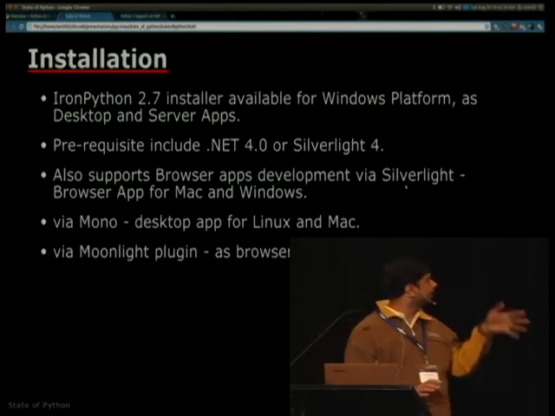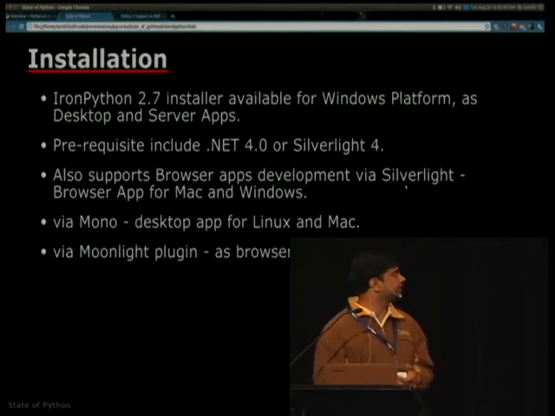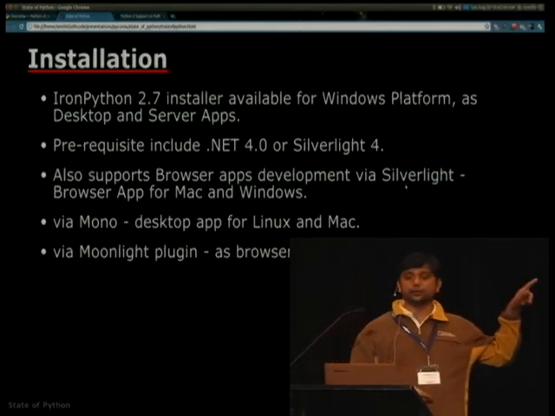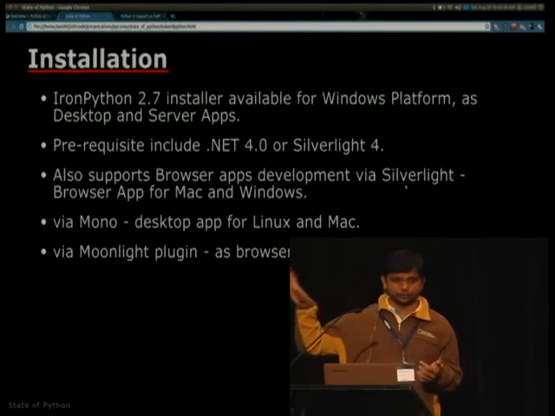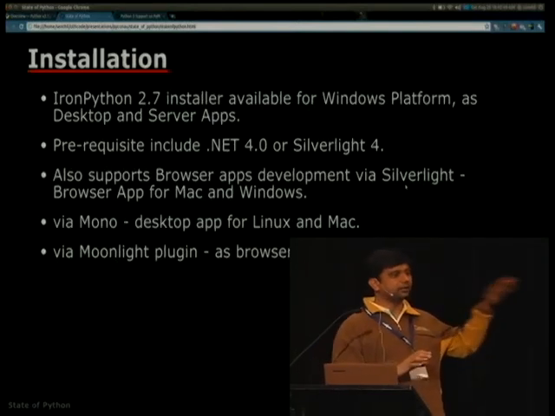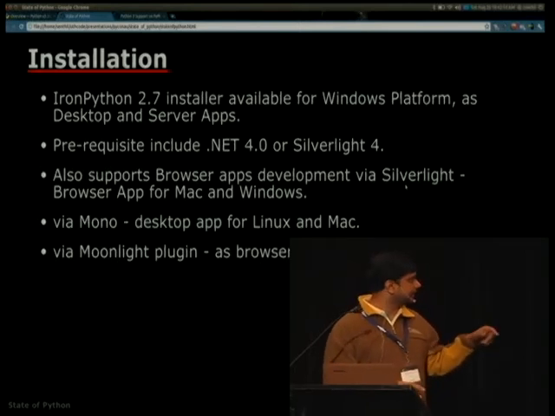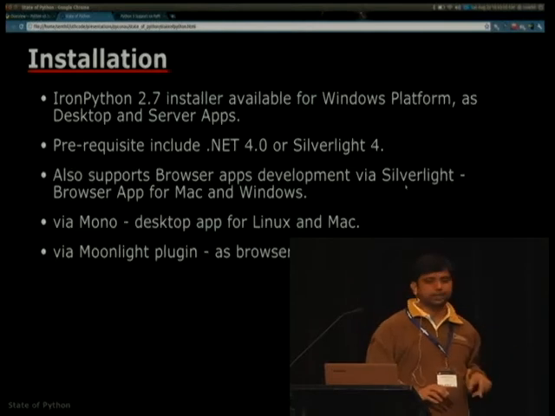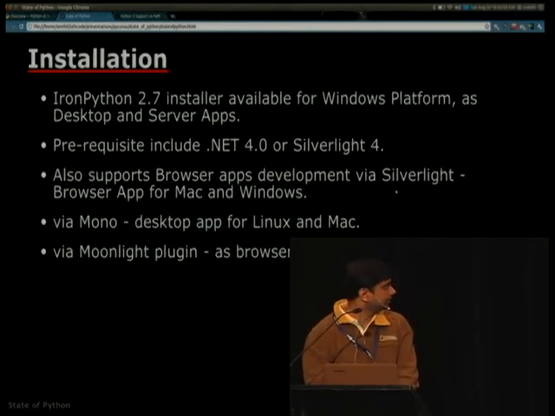So 2.7 is available for the Windows platform as desktop and server apps. Its prerequisite is to install .NET 4.0 and Silverlight 4. With that support for Silverlight 4, you can see that Python can be run in a browser too. They have a good demonstration of how Python with Silverlight 4 is used in the browser. I have a link for that. On Linux and Mac, it's available via Mono and the Moonlight plugin, which is not good. As in, it's not usable at all.